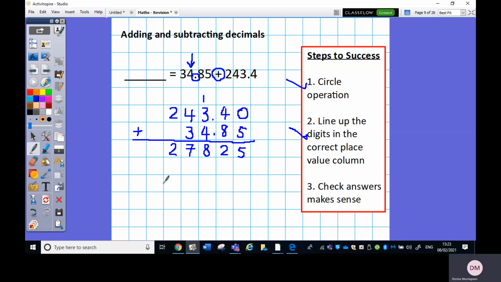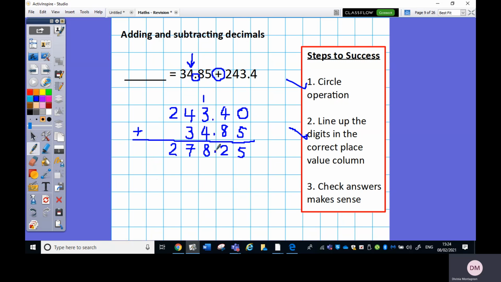No, why? Yeah, so let's check that it makes sense. Now I have 34 and also 243. If I were just to add 30 to 240, it would be about 270. But here I have 27,825. What's happened here? Yeah, I've forgotten my decimal.